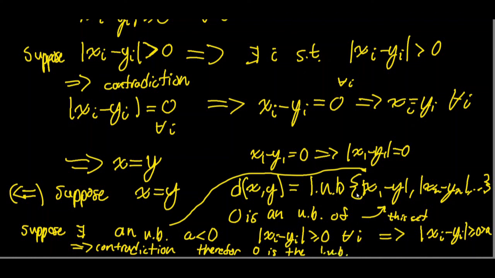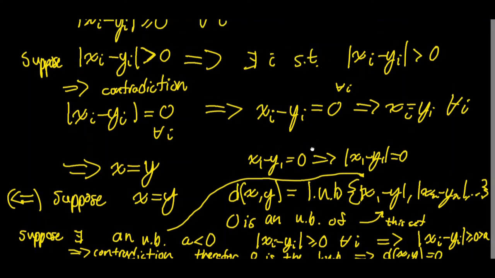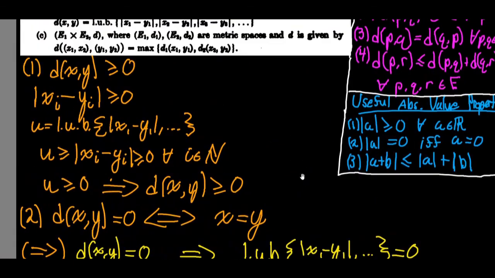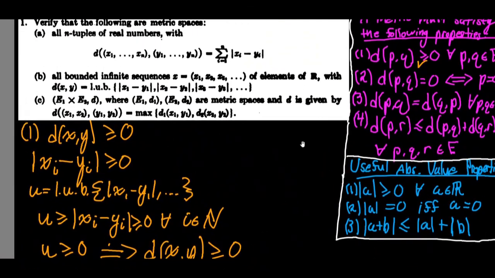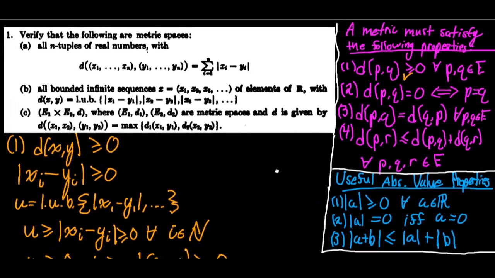And since the least upper bound of this set is defined as the distance between x and y, we have that the distance between x and y is equal to 0. Okay, so we've proven properties 1 and 2. We've gone both ways with property 2, and we've proven property 1. So now let's go on to property 3.